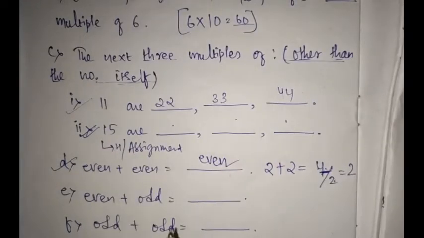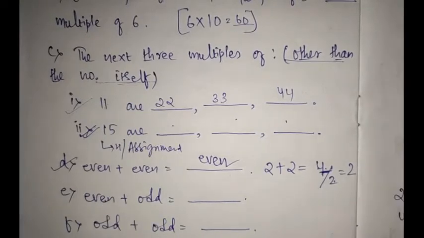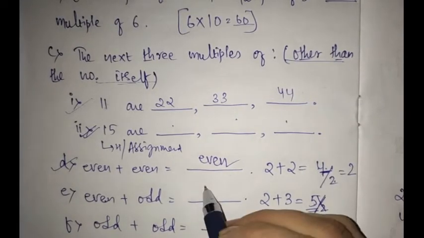Now you will say, even plus odd will give what? Say the even number is 2 and the odd number is 3. What are you getting? 5. So is 5 even or odd? 5 is an odd number because 2 cannot divide 5. Okay, so you are going to get odd.